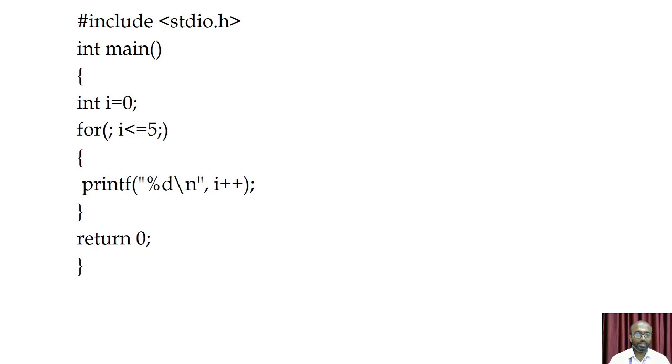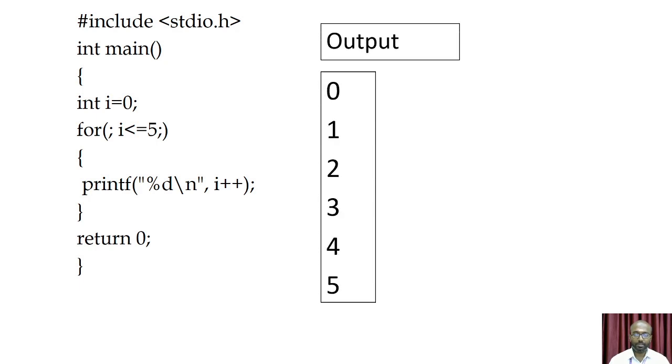The program prints the same output as the before program: 0, 1, 2, 3, 4 and 5. It executes in the same way, but it does not have the initialization and the increment or the decrement part. And the output here is given: 0, 1, 2, 3, 4, 5.